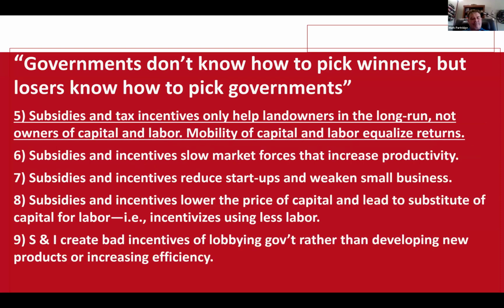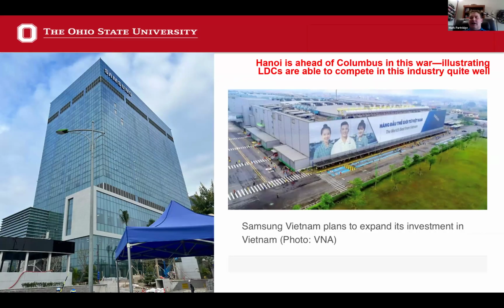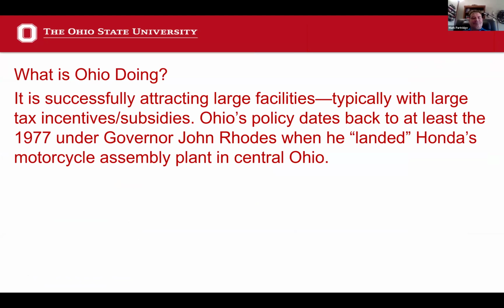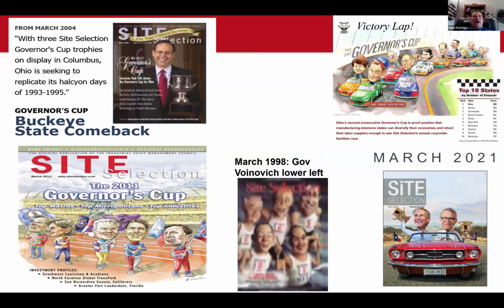So, given that, I could go on and on. In fact, there's my point about Hanoi. Hanoi's actually a pretty big semiconductor and so forth.